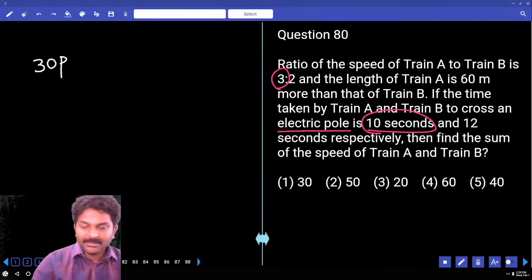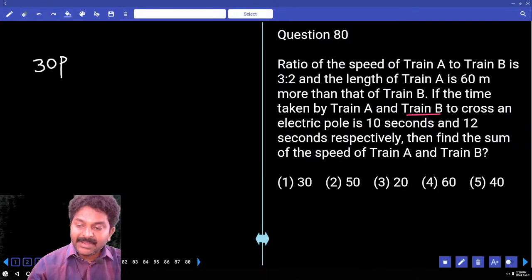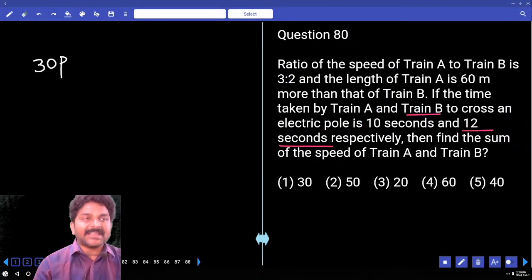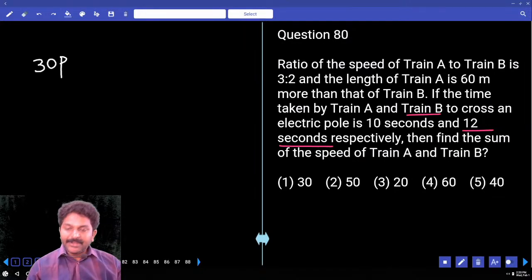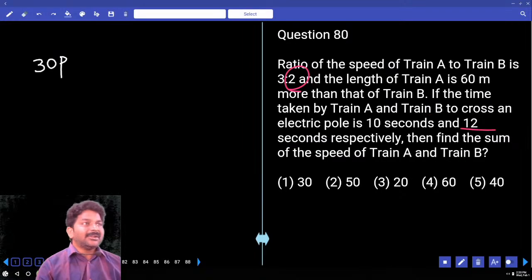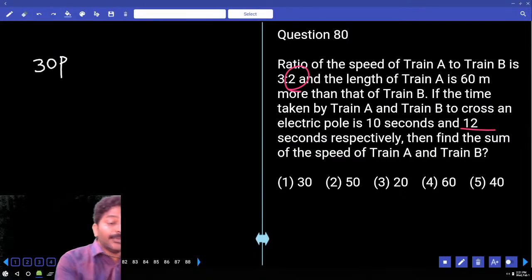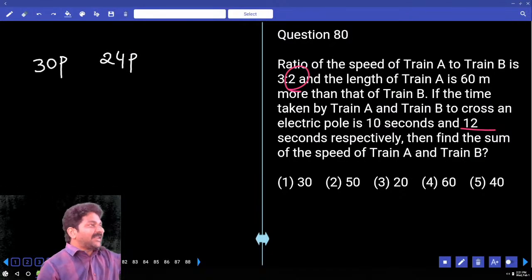Followed? Now, train B takes 12 seconds to cross an electric pole. Even in that case, the distance is equal to the length of train B only. Distance is speed into time. Speed of train B is 2 parts, time taken is 12 seconds. 12 into 2 is 24 parts. So the length of train A is 30 parts, and the length of train B is 24 parts.